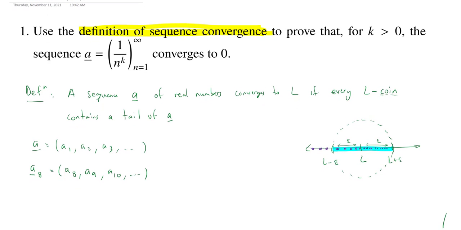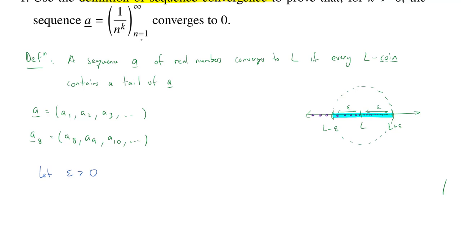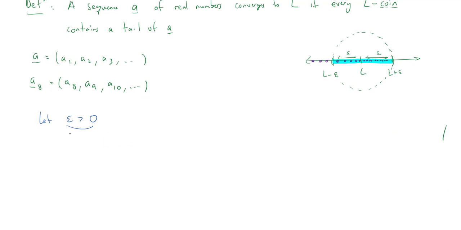So we're going to use the definition because, well, that's what it tells us to do. Okay, so let epsilon be some number greater than 0. Okay, that's going to be the radius for an L coin. Because, again, to prove that the sequence 1 over n to the k converges to 0, we need to, by the definition, show that every, well, what's our L here? It's 0, right? Because that's what it's converging to. Every 0 coin needs to contain a tail. And a 0 coin is going to have some radius. Okay, let's call that radius epsilon. Okay, so this epsilon is the radius of a 0 coin.